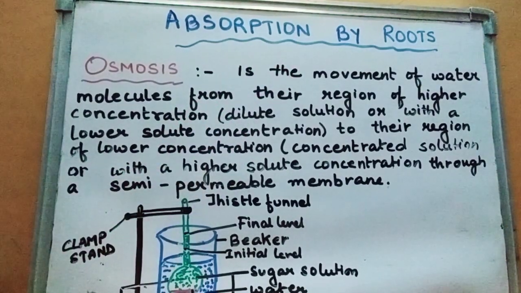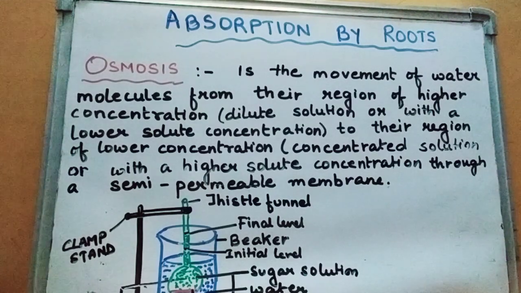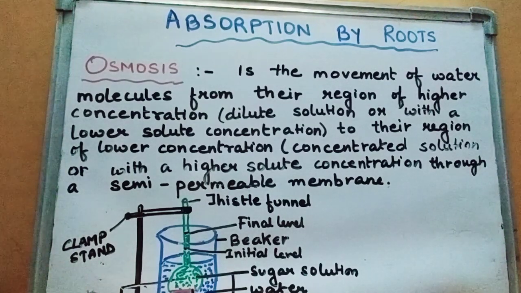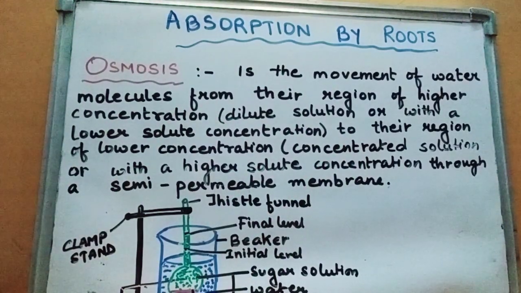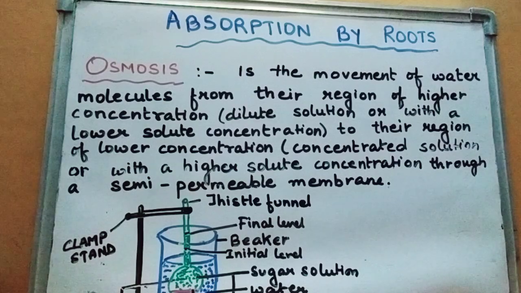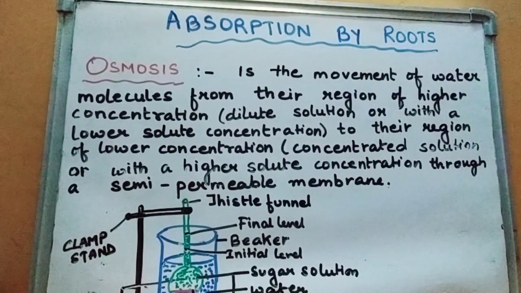So the movement is always from the region of higher concentration of water, where water is more, to the region of lower concentration of water. Remember this. Concentrated here does not imply the solute concentration. Here it implies the concentration of water molecules. So remember, in soil the water is always high compared to the cell sap in the root cell. So the movement is always from the soil into the root.